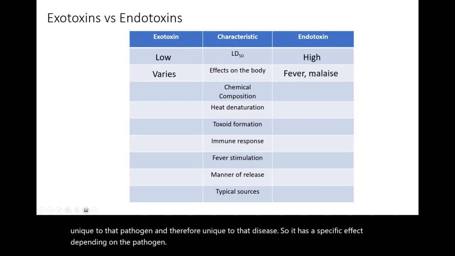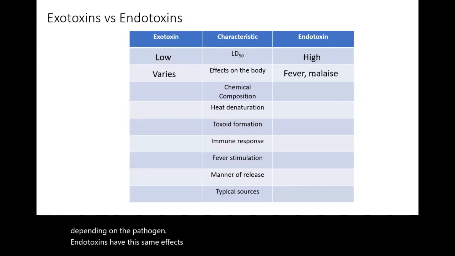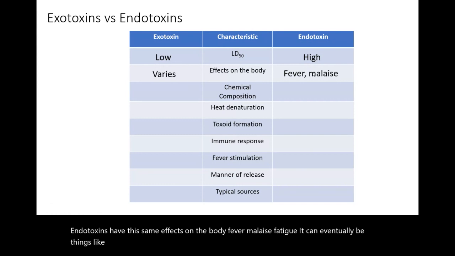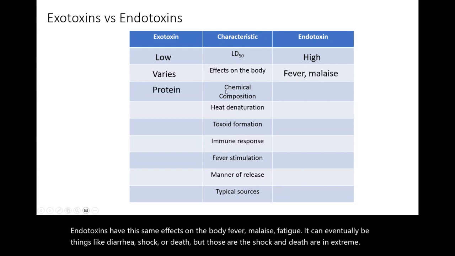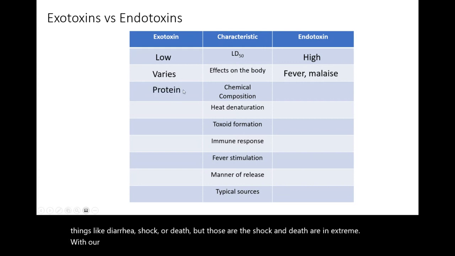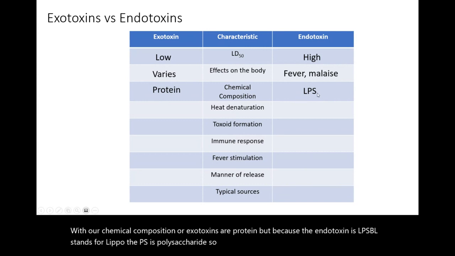Endotoxins have the same effects on the body: fever, malaise, fatigue. It can eventually be things like diarrhea, shock, or death, but the shock and death are in extreme cases. With our chemical composition, our exotoxins are protein, but the endotoxin is LPS, where the L stands for lipo and the PS is polysaccharide. So this is a lipid carbohydrate combination.